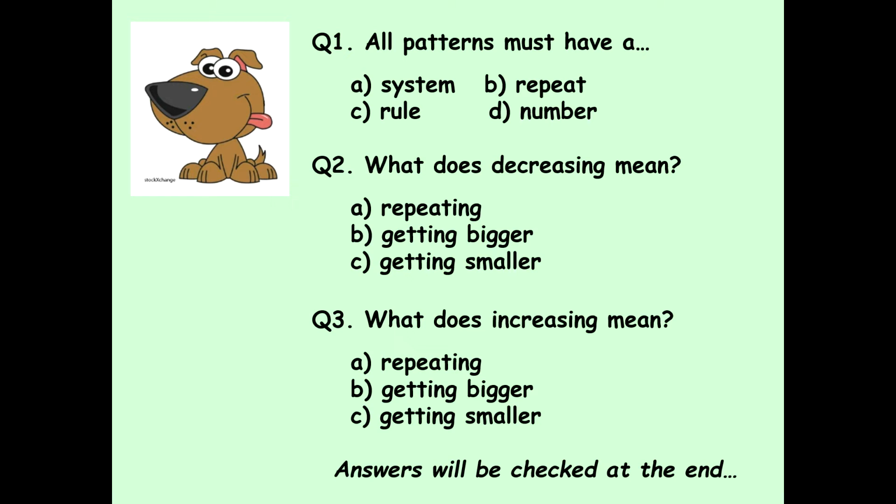Question 1. All patterns must have a A, system, B, repeat, C, rule, or D, number. Write your answer down on a piece of paper for me. Question 2. What does decreasing mean? Does it mean A, repeating, B, getting bigger, or C, getting smaller? Again, go ahead and write your answer down on a piece of paper for me.